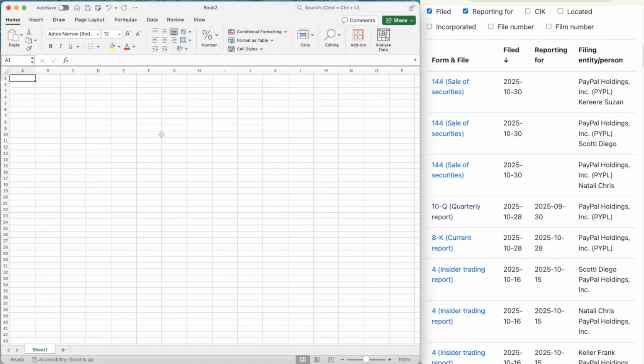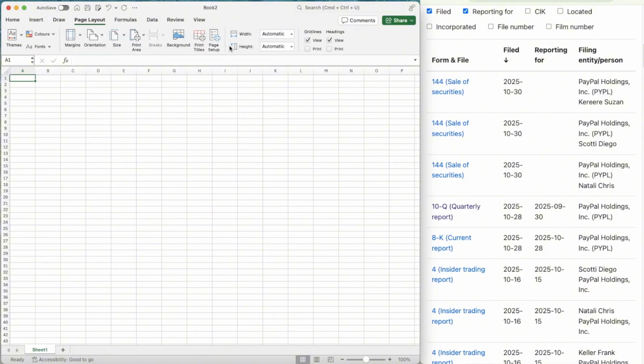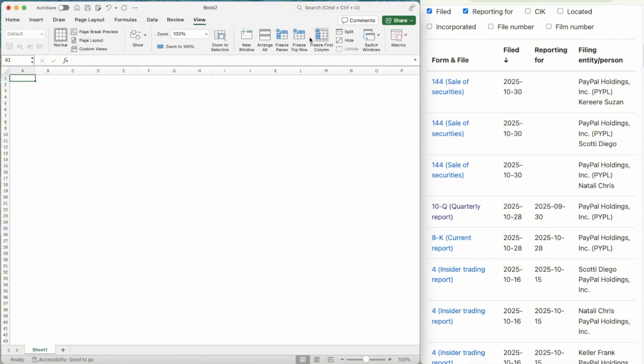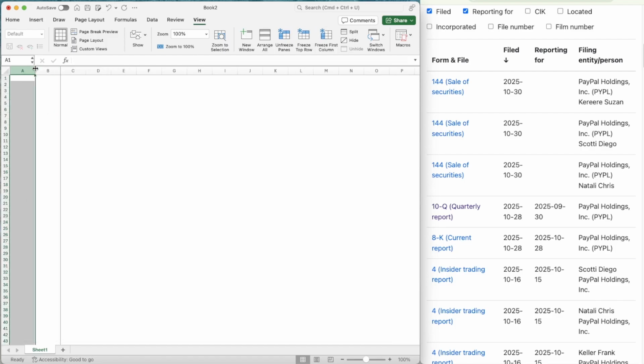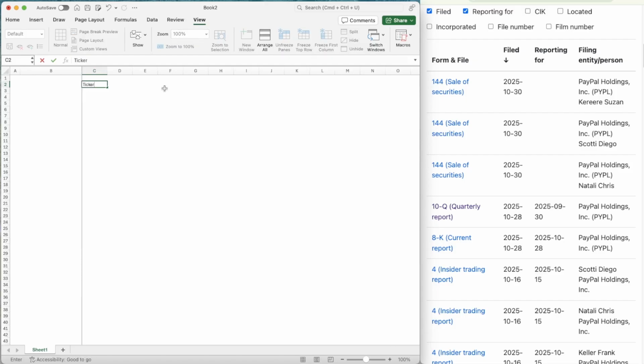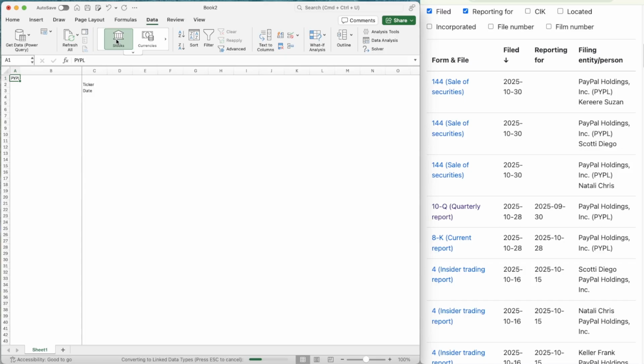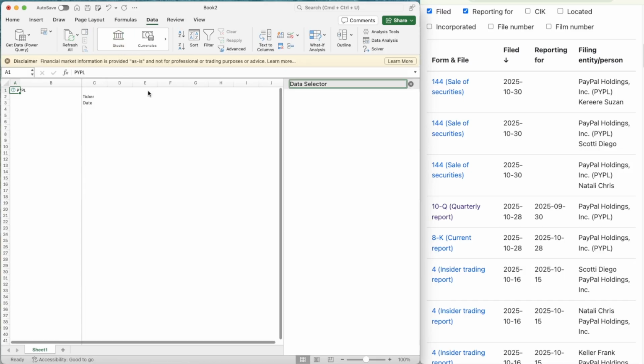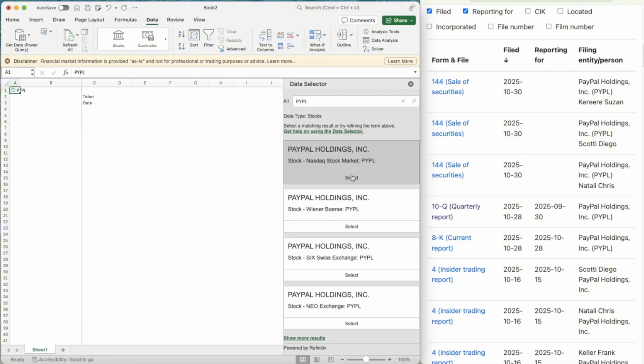So as always, open up your spreadsheet, go page layout, remove the grid lines, go view, freeze the first column, insert another one in front of the A, make A smaller, make B larger. We go ticker, we want the date. And in A1, actually, just put PYPL and go data, stocks. Let it load. This one is listed on the NASDAQ.